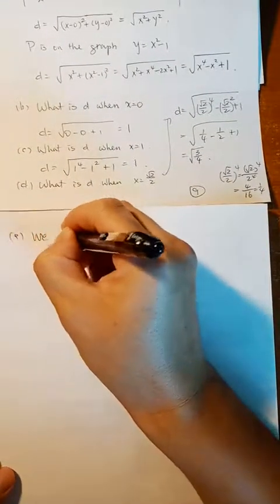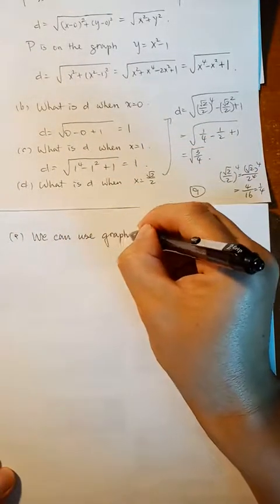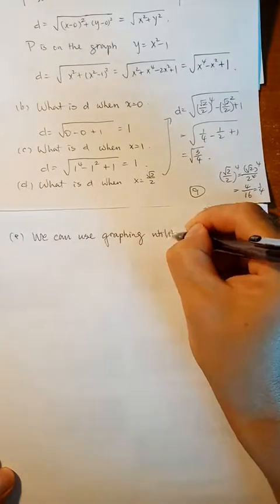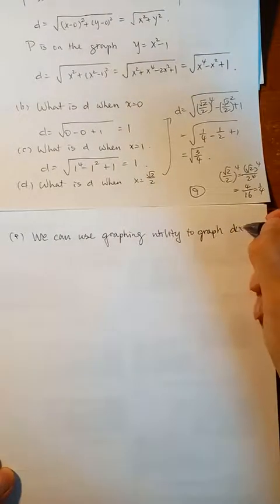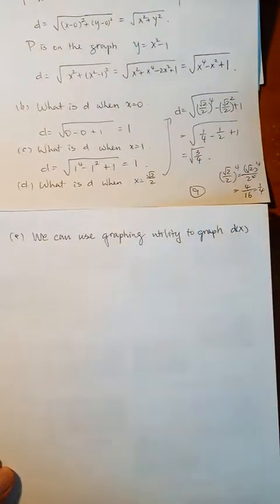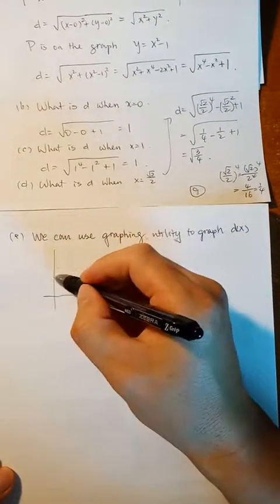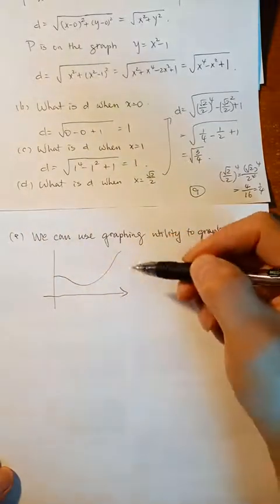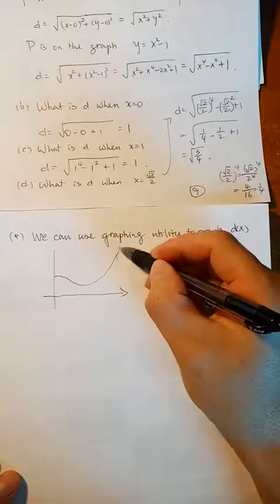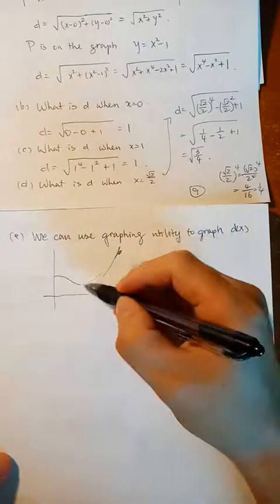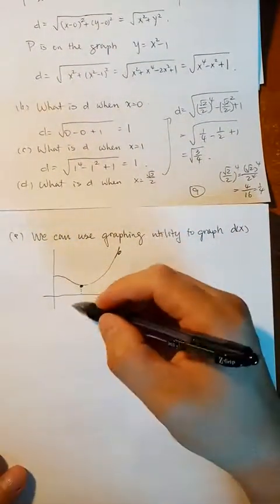CTE. We can use it, of course, you cannot use it during the exam, to graph this d of x, the distance function. So let me see. If you graph it, it's possibly like this. So this function opens this way, not that way. This function has a minimum value at a certain point.